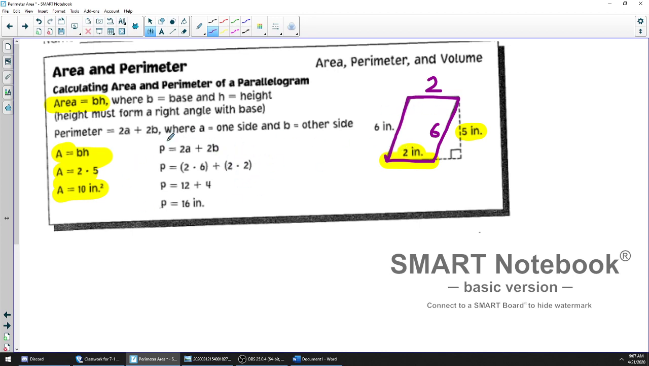I could do this equation that you learned from yesterday, or you can just do your same old perimeter equals adding all the outsides. So 2 plus 6 plus 2 plus 6. And if we added that all up, we would get 2 plus 6, 8, plus 2 is 10, plus 6 is 16. So you would know your answer is 16. And look, right here, 16, 16 inches.